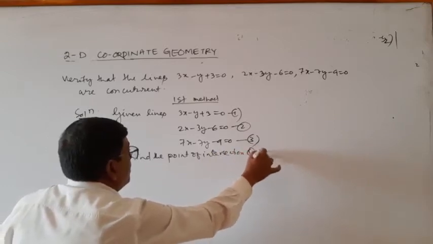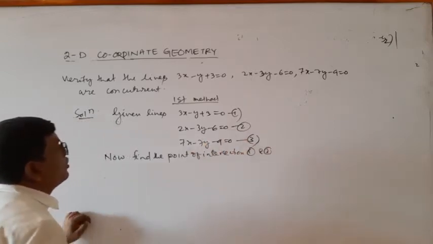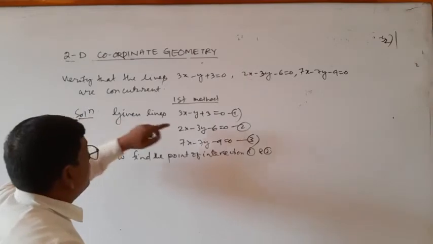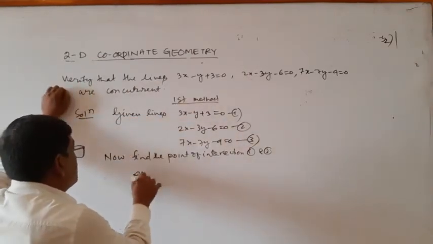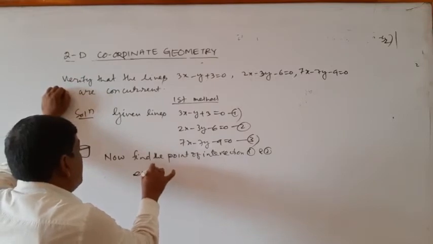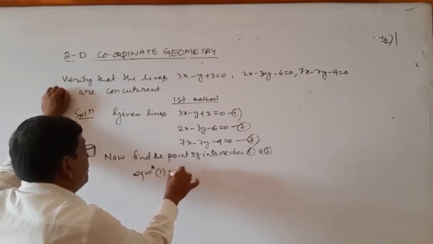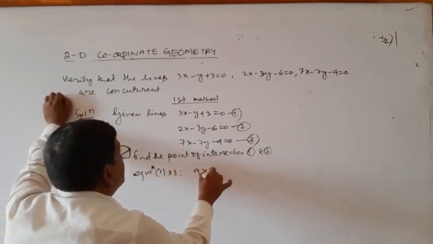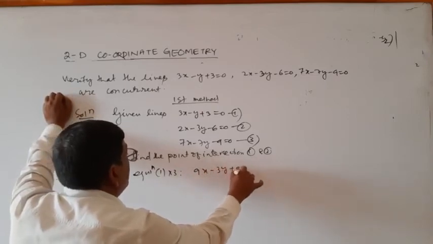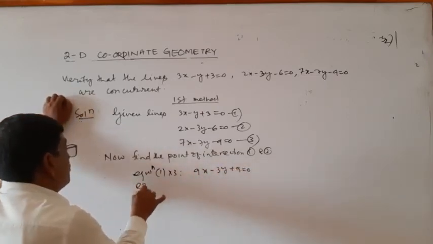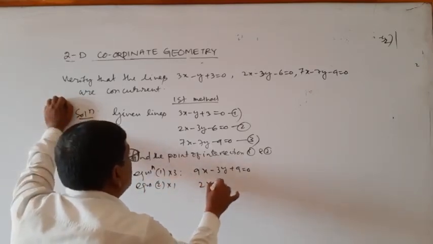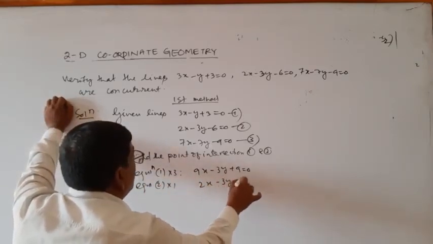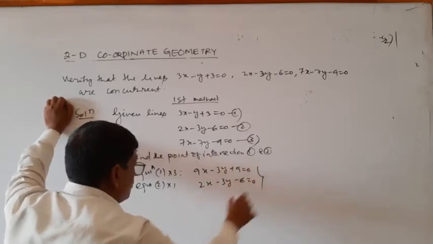Equation 1 and 2. Multiply equation 1 by 3. So this is 9x minus 3y plus 9 equal to 0. Equation 2 into 1, same. Here 2x minus 3y minus 6 is equal to 0.